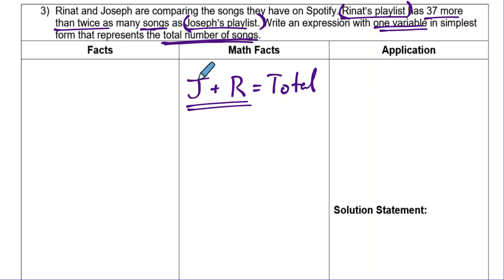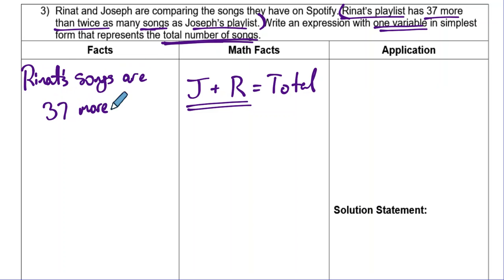I have two variables. I'm labeling Joseph's as J and Renat's as R. I really need that in terms of one variable. And that's where my fact here is going to come in handy. So Renat's playlist. So I'm just going to say Renat's songs are 37 more than twice Joseph's songs.